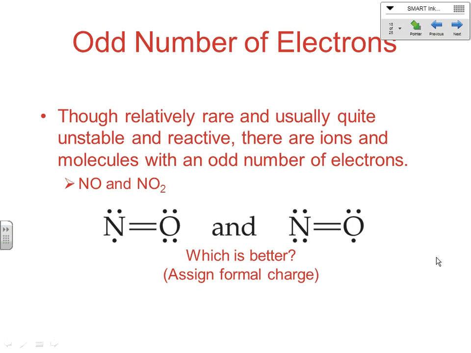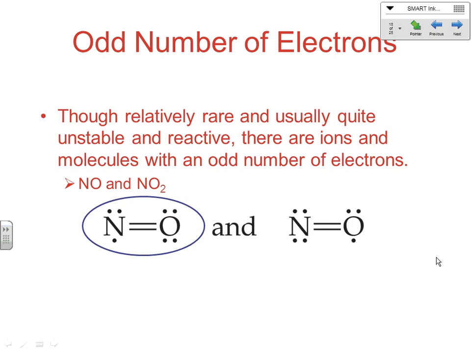So if we look at assigned formal charge, the way it would work out is this one is going to have our negative charge on our more electronegative substance, the oxygen. Because remember, oxygen has 6 valence electrons, and what we've got is 1, 2, 3, 4, 5, 6. That's going to give us a 0 situation. Nitrogen is 5. If we count out here, we've got 1, 2, 3, 4, 5.